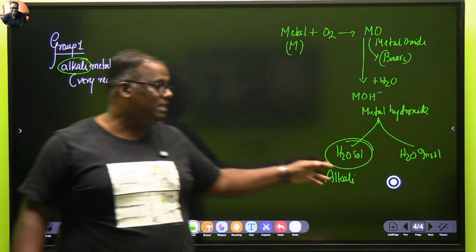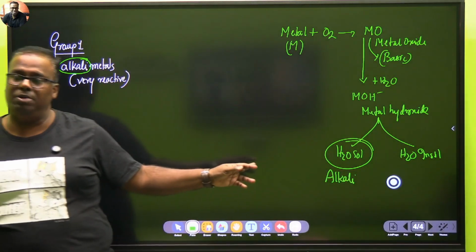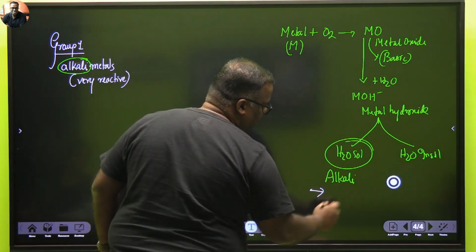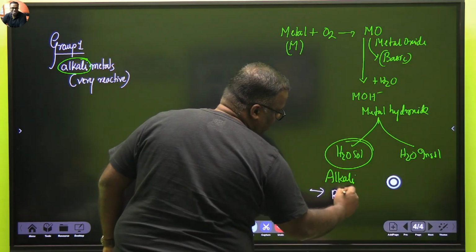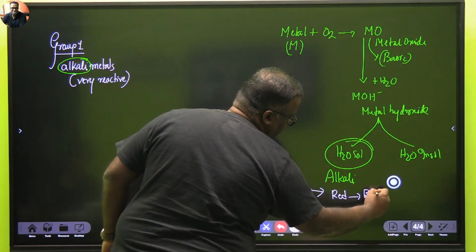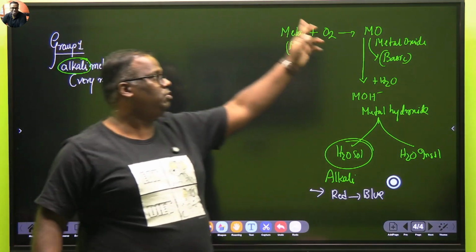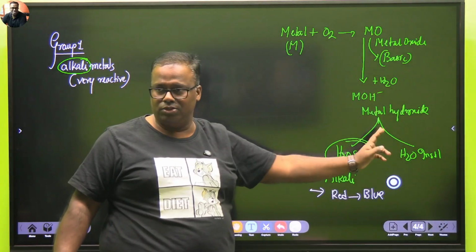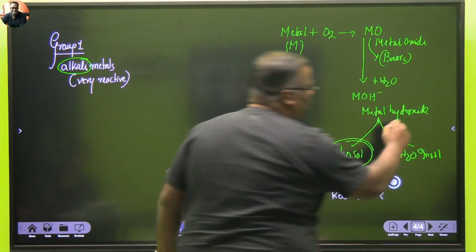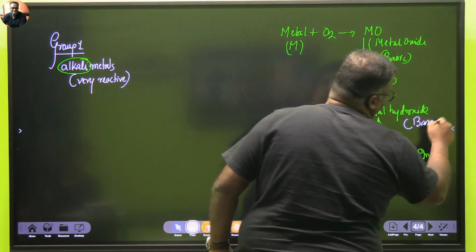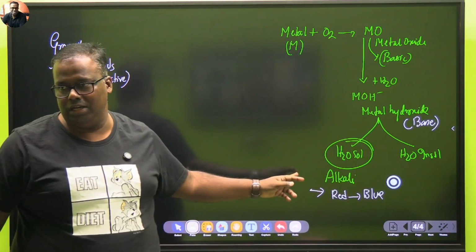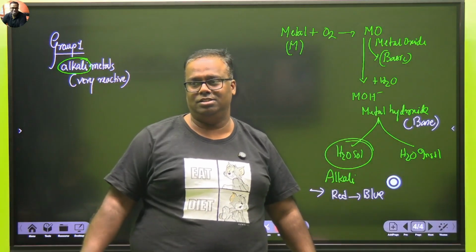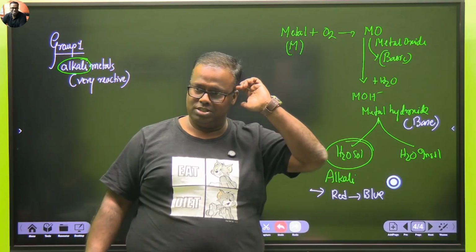And it's the alkalis that will show the litmus paper test. That also you should know, because these will keep on haunting you. And alkali kya hai? Alkali will turn red litmus to blue. This is your test for alkali. A metal reacts with oxygen to form metal oxide. Metal oxide further reacts with water to form metal hydroxide. Metal hydroxide is typically known as your base. Bases which are water soluble are called alkali, which means all alkali are base, but all base need not be alkali. Are we clear on this?